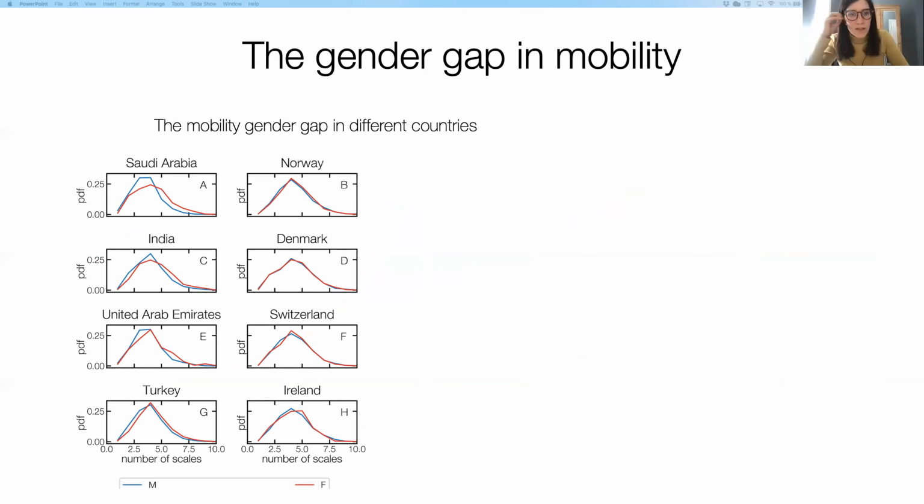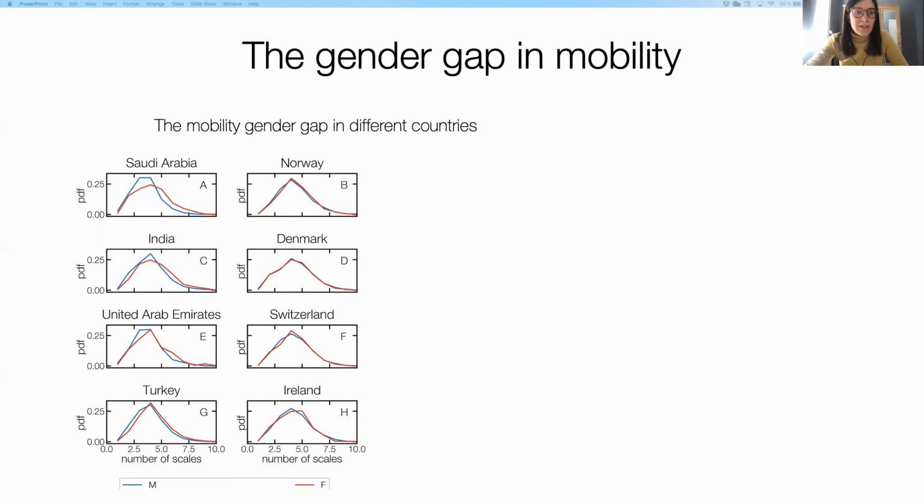So you can see here in this figure, in the left column, we have the distributions for the number of levels for females and males in the countries where the difference is the highest, which are Saudi Arabia, India, United Arab Emirates, and Turkey.